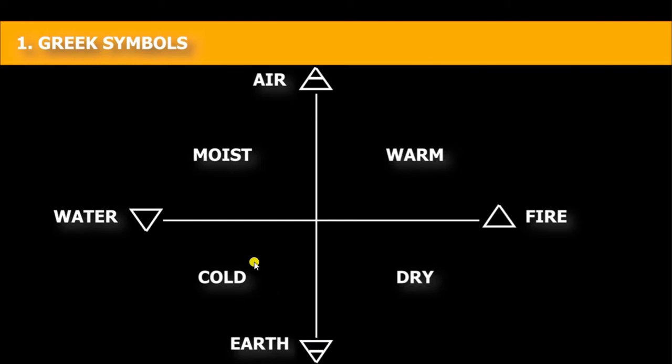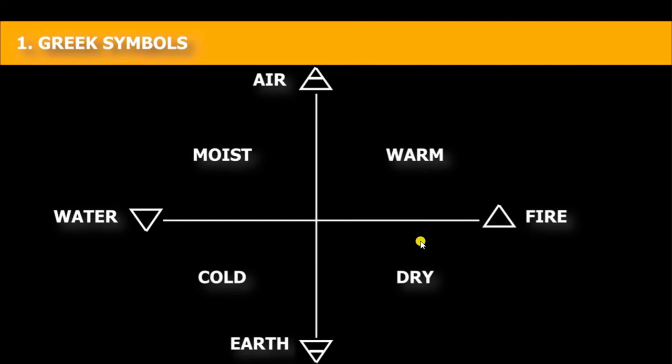Here you can see that moist was represented with the symbols of air and water, whereas warm was represented with the symbols of air and fire. Dry things were represented with the help of the fire and earth symbols, and cold things were represented with the earth and water symbols. So this was the Greek symbol system, but it was also difficult because of the new elements that were present on the earth.